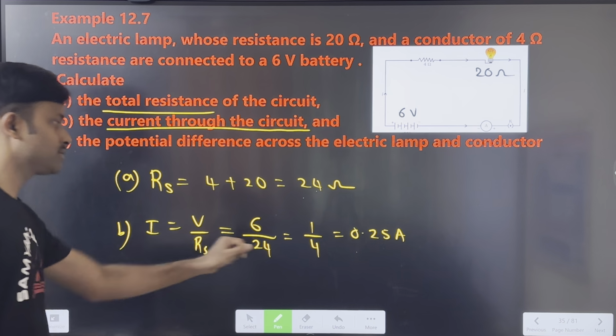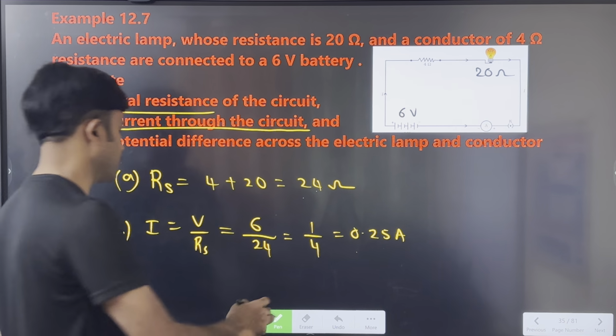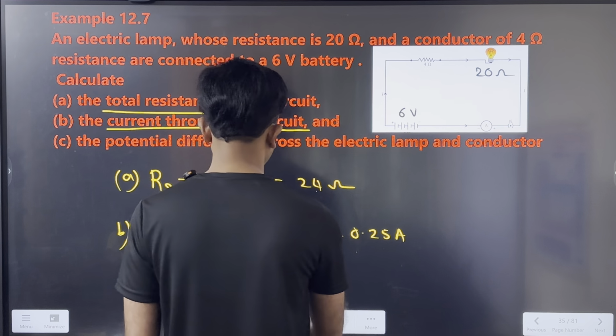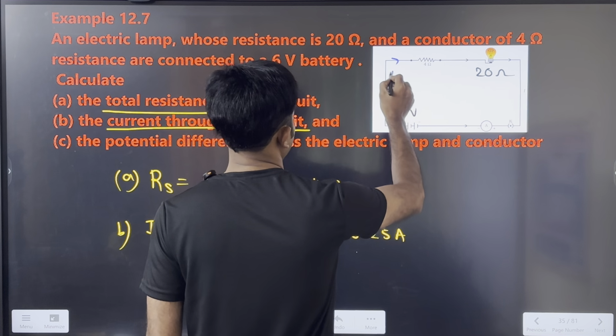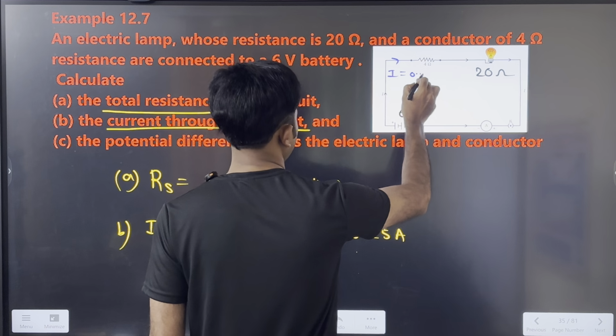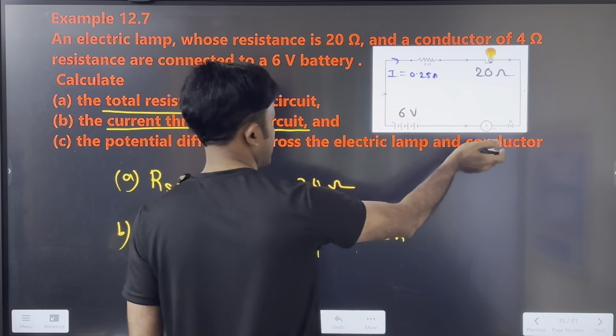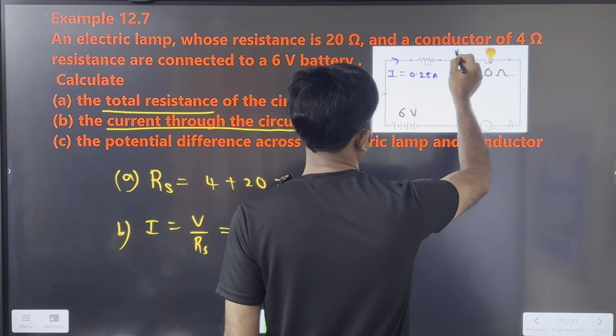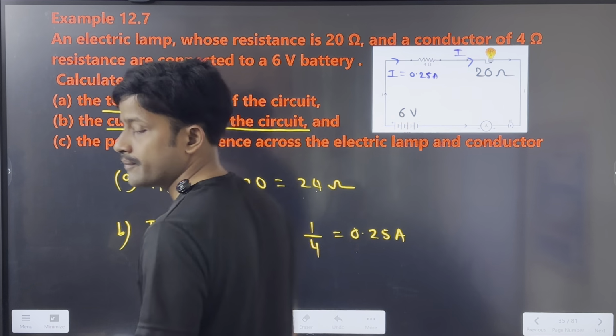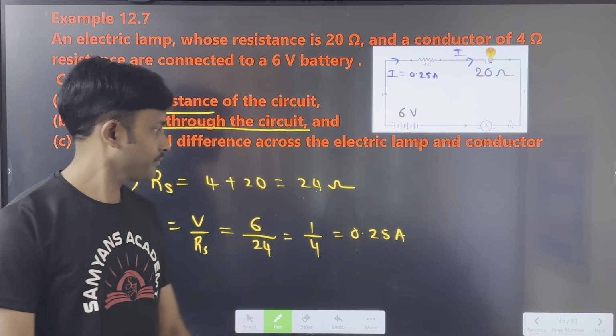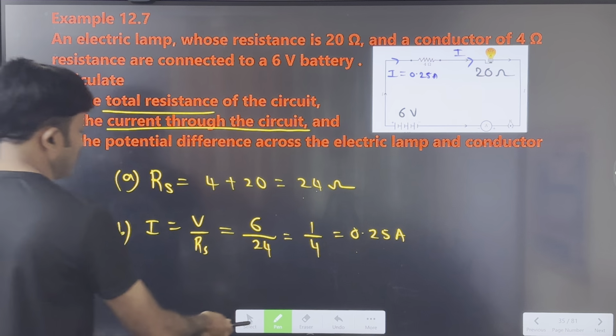0.25 ampere. So this much current is flowing through this circuit. How much current is flowing through this? That is 0.25 ampere is flowing through the 4 ohm resistor, and the same current flows through this bulb also. How much is it? 0.25 ampere, right? And one more is there.